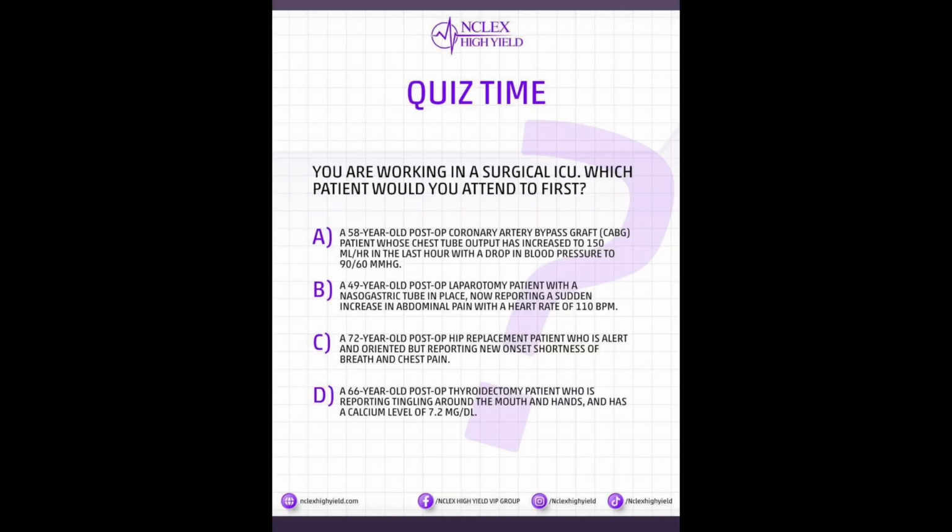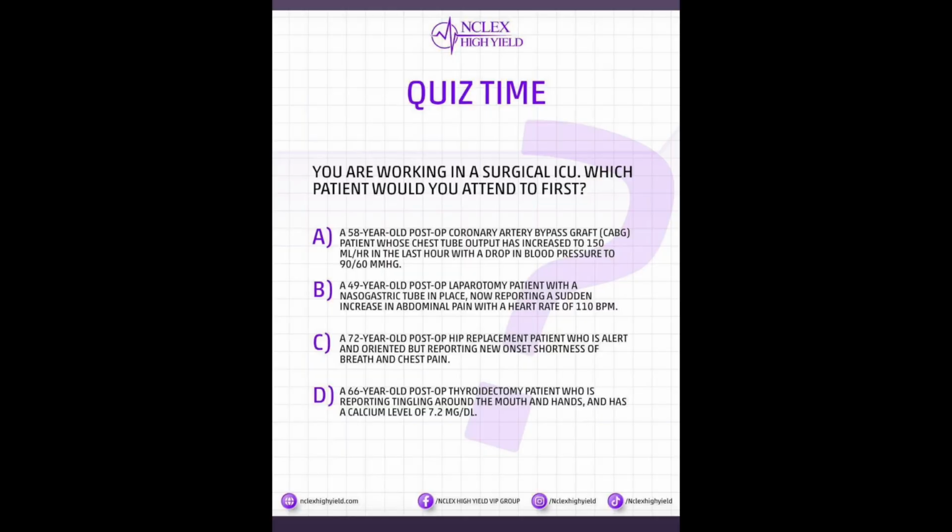C is a 72-year-old post-op hip replacement patient who is alert and oriented, but reporting new onset shortness of breath and chest pain. Now, between the two, the hypocalcemia, I'm not necessarily freaking out about compared to somebody that possibly has a PE going on right now. So what are we going to do? Well, between the two, I'm probably going to choose C over D and eliminate D. Does that mean we're coming back to it? Absolutely not.